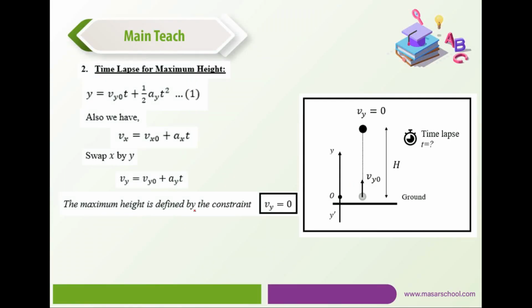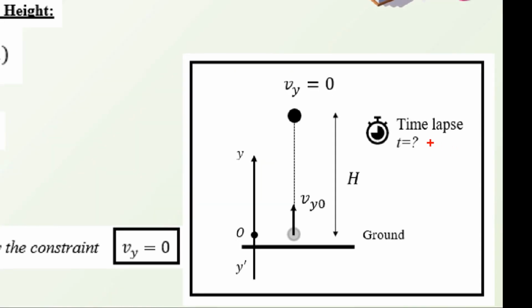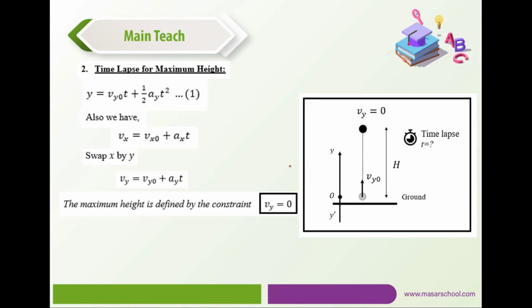And the maximum height is defined by the constraint Vy equals 0. Why so? Because if we throw an object up, it's going to reach a maximum height, but at that maximum height the object will start to change direction momentarily and drop down. So this is the point of change of direction, and we know that an object cannot change direction unless the velocity of this object momentarily changes. So the maximum height is given by the vanishing velocity along the y direction.